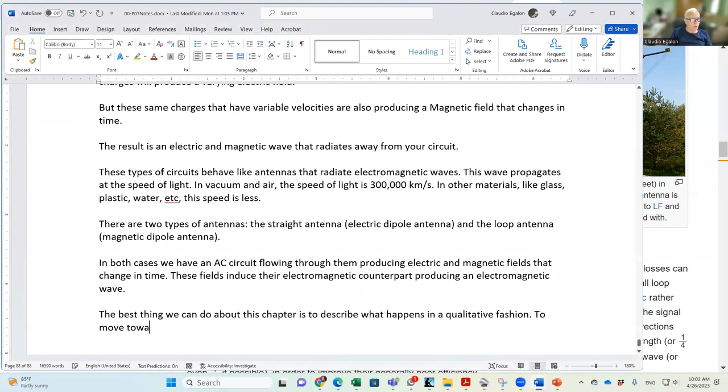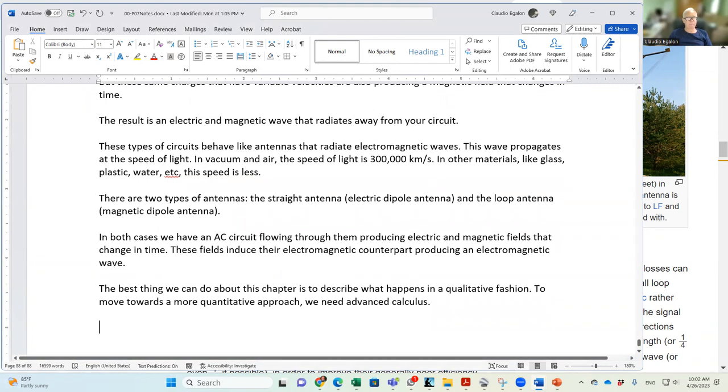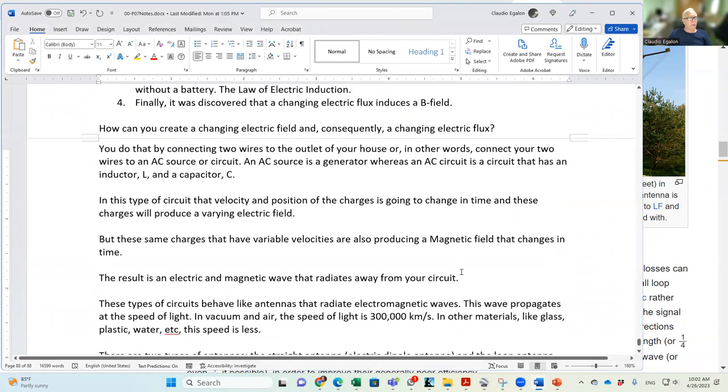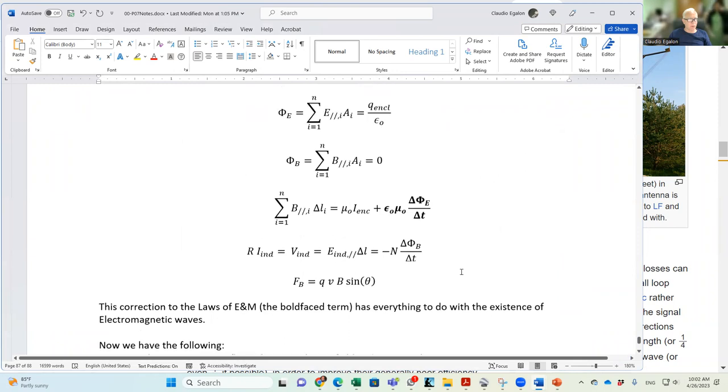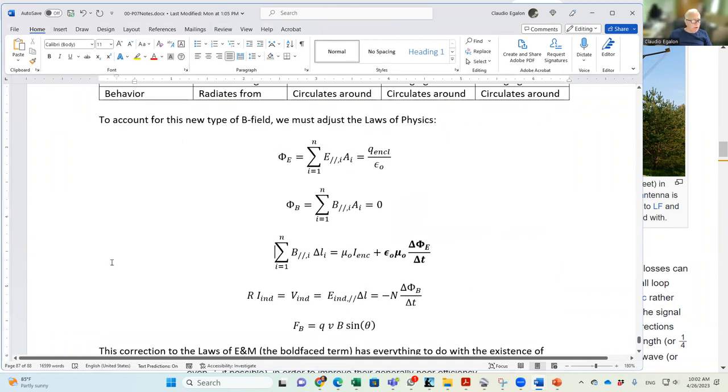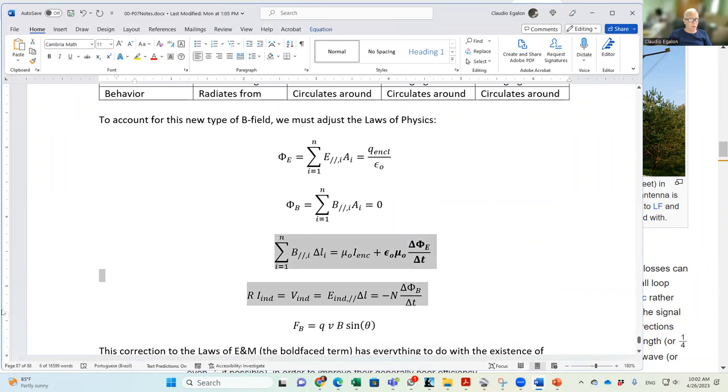To move towards a more quantitative approach, we need advanced calculus, differential equations, things like that. But basically, it comes from the laws of physics. Specifically, it comes from those two equations here.